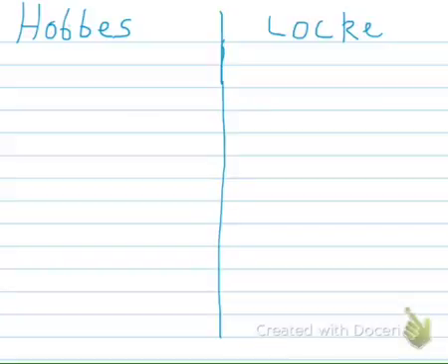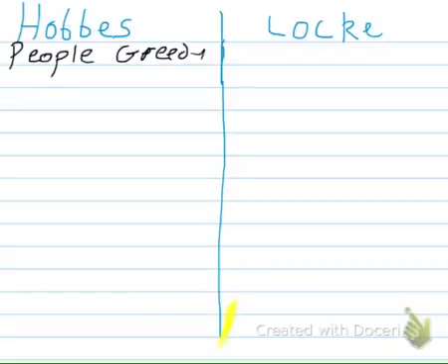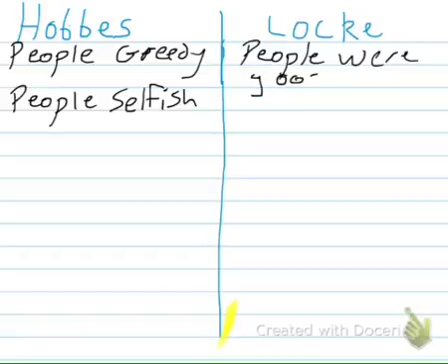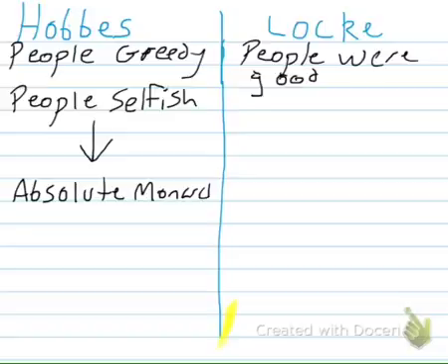Remember, we talked about Thomas Hobbes, and Hobbes thought that people were naturally greedy and selfish. Locke thought that people were good. Now, because Thomas Hobbes thought that people were greedy and selfish, he thought that they needed to be controlled by an absolute monarch. And the absolute monarch would rule over every portion of your life. That's how the absolute monarch worked.